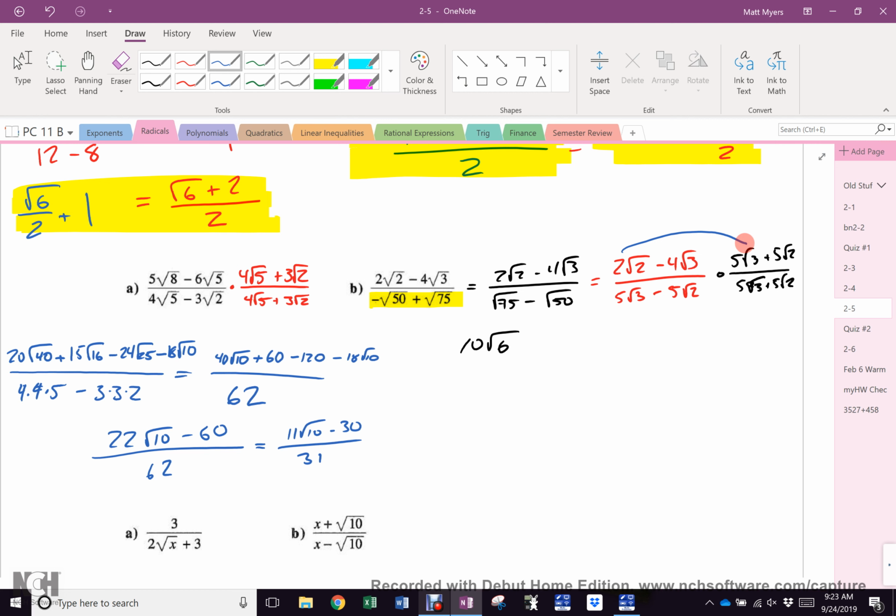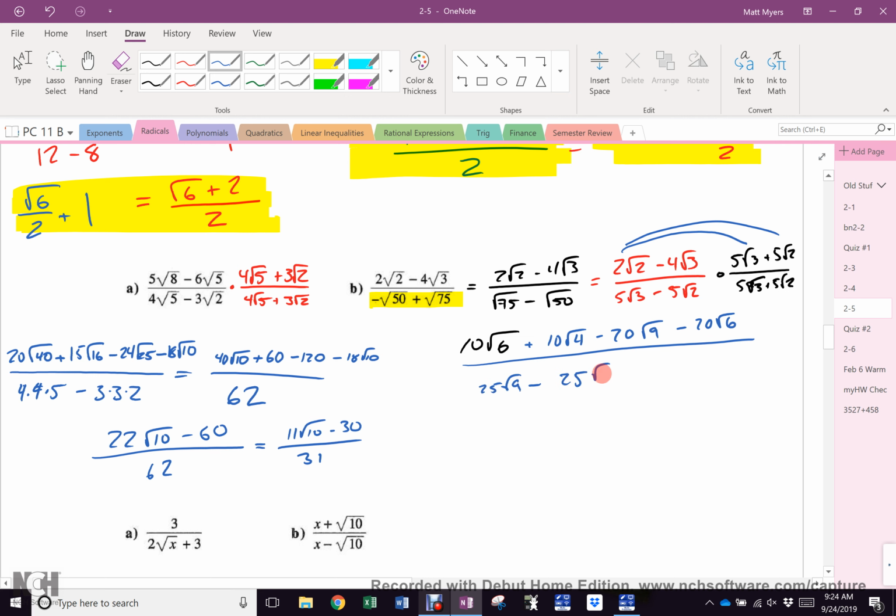Okay? Don't give yourself problems. Okay? Actually do the arrows and then you can't screw it up. The next one is 10 root 4. The next one is minus 20 root 9. And then minus 20 root 6. All over. Now down here I don't have to worry because I'm just doing the f and the o, which is 25 root 9 minus 25 root 4.